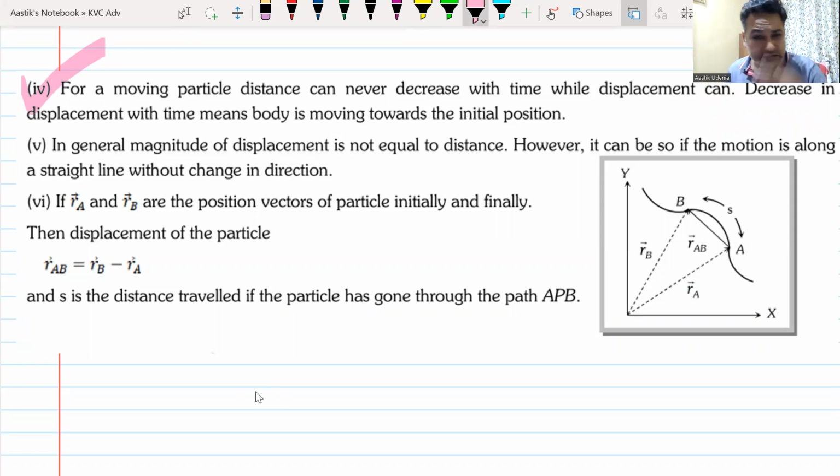Whenever you are traveling, distance can never be negative. So distance is always increasing, or always positive. In general, the magnitude of displacement is not equal to the distance traveled. Yes or no? Do we understand this?